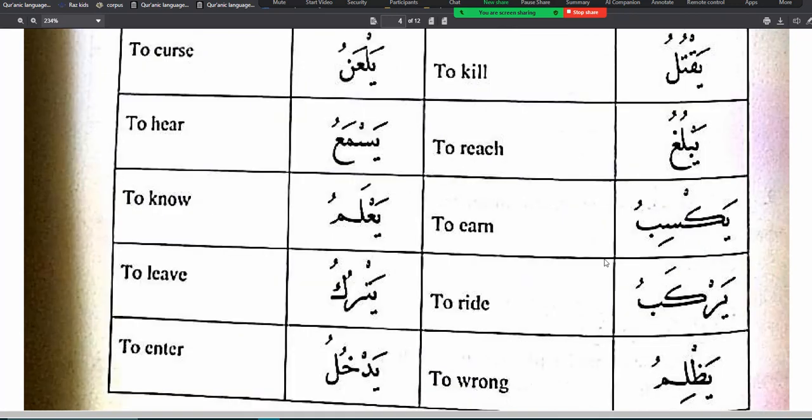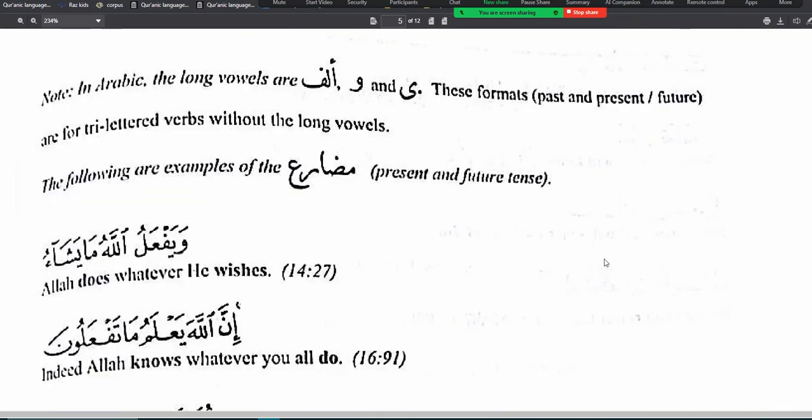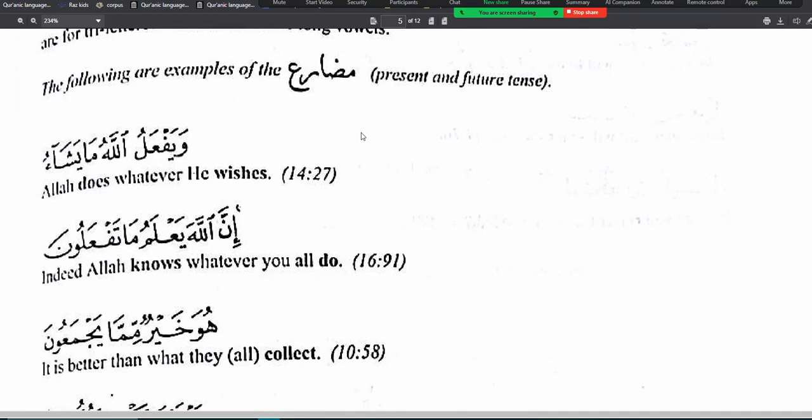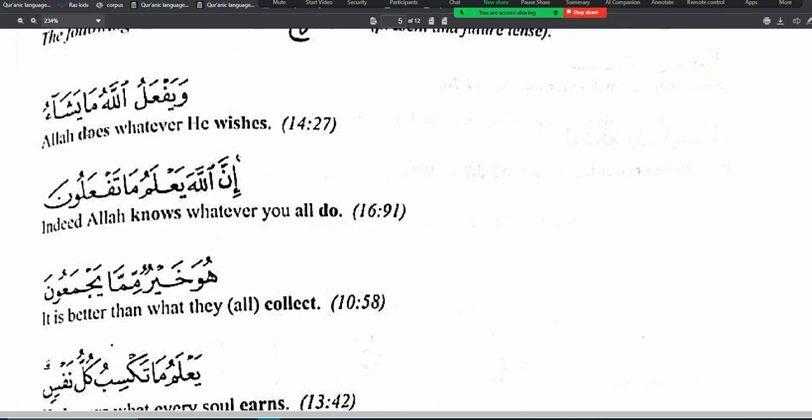And if you want to learn the future lessons, then you have to be thorough with Madi and Mudare chart. They are really, really important because each chapter depends on these charts. Note in Arabic, the long vowels are alif, waw, and ya. These formats, past and present or future, this Madi and Mudare, are for tri-lettered verbs without the long vowels. We are going to cover the words with long vowels alif, waw and ya in our future lessons, okay, like qala, yaqulu and all those things. So the following examples for Mudare we have, وَيَفْعَلُ اللَّهُ مَا يَشَاءُ.